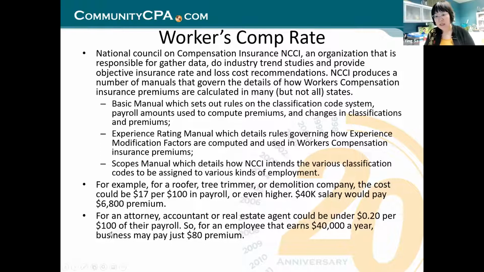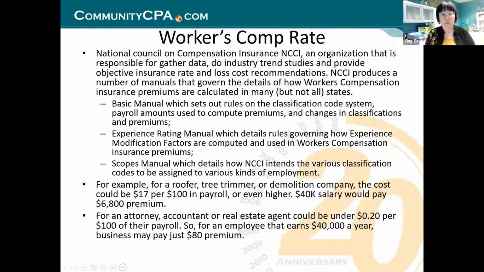So another example: for an attorney, accountant, or real estate agent, it would be 0.20 per $100 of payroll. So for an employee that earns $40,000 a year, your workers' comp is what? $80. See the difference? Workers' comp is very different depending on how you classify your worker.